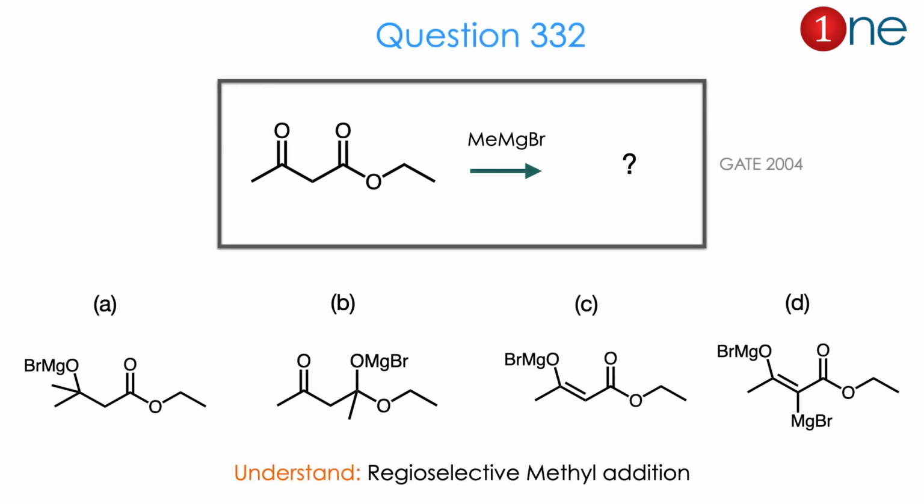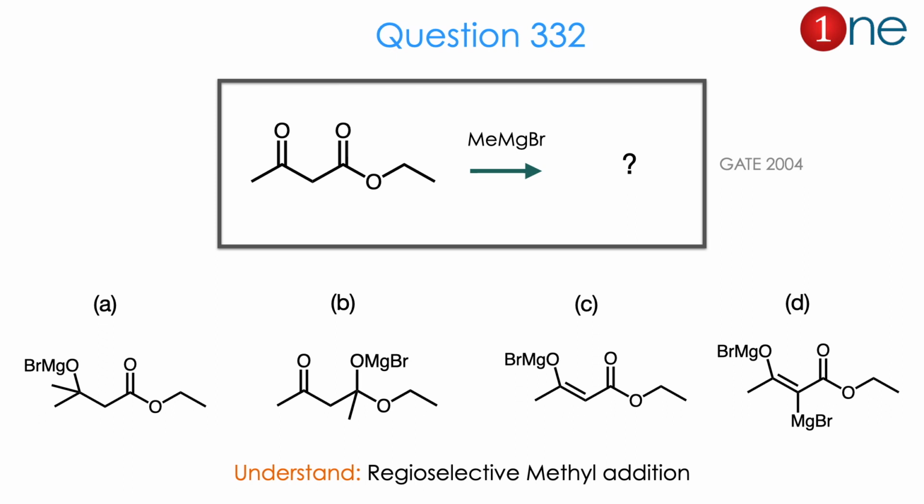Let us look at the next question. They are given the diketones there. The starting material is a beta ketoester. The ester is an ethyl ester. You are adding methyl magnesium bromide. They ask you to find the product. The products mostly differ in the methylation and MgBr attachment. Whether the methylation happens at the ketone, or at the carbonyl of the ester, or at the alpha position, or at the beta position. There are many possibilities here, so you have to analyze which is which.